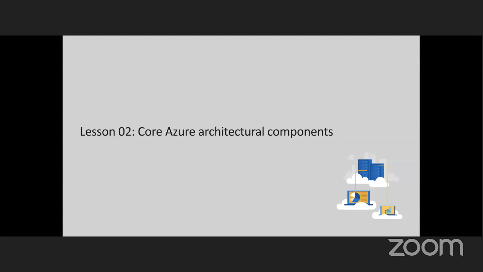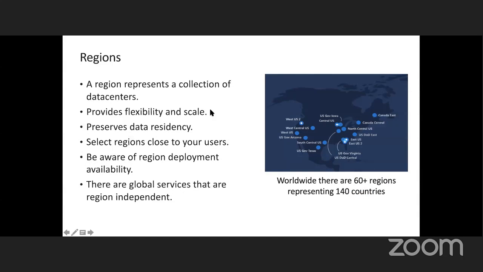All right, so core Azure architectural components. So regions. This is something that Azure and other cloud providers have. This is not something typical of Azure only. And this is nothing else than a geographical location that Azure has. As you can see here, there are over 60 regions in the entire world, representing 140 countries.